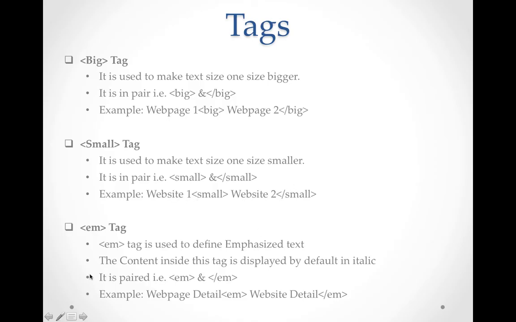Okay. Next is EM tag. EM tag is used to define emphasized text. The content inside this tag will be displayed by default in italic for verbal stress. It is in pair, that means start tag and end tag is there. Web page detail and website detail. We will see the change in program. क्या change होगा यहाँ पे? At the time of program, website detail will be in italic format.